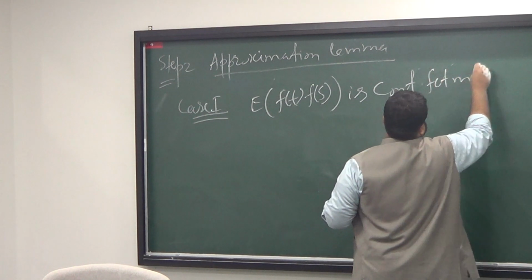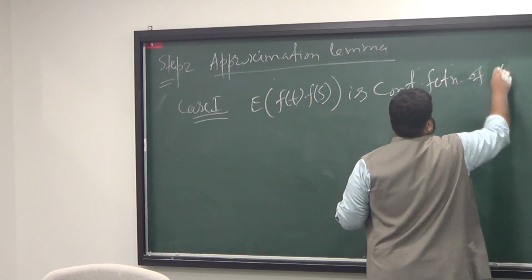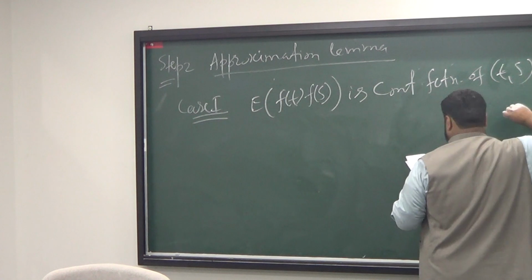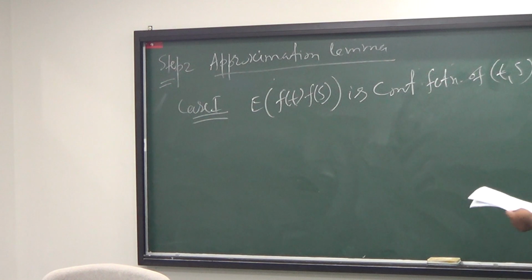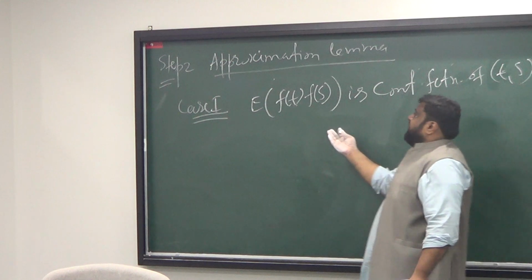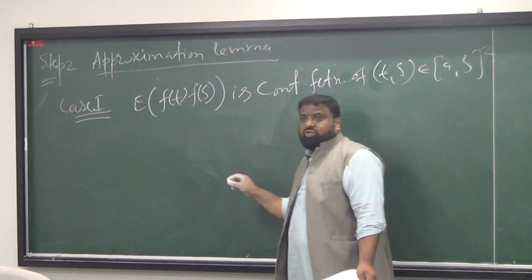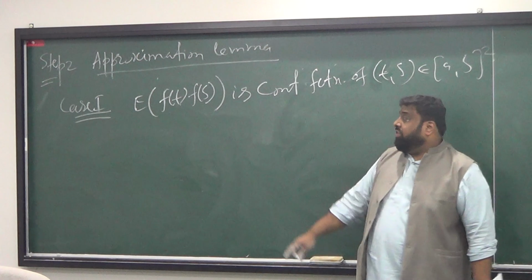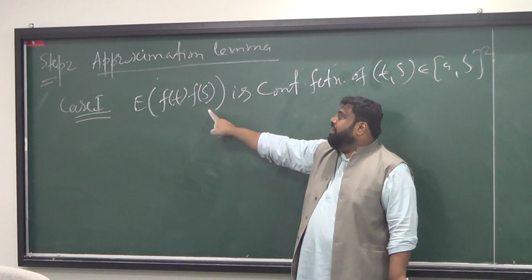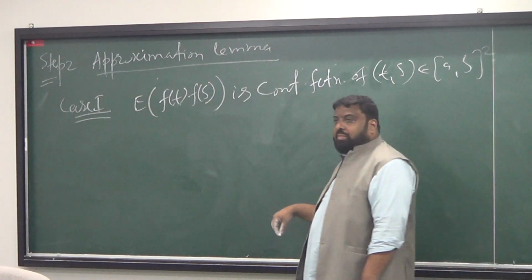It is a function of (t, s) in this rectangle. So it's a continuous function. In other words, you can treat this as a two-dimensional scalar valued continuous function. So those are the processes for which this is true. For example, what would be the trivial example of such a process? The trivial example would be the Brownian motion.